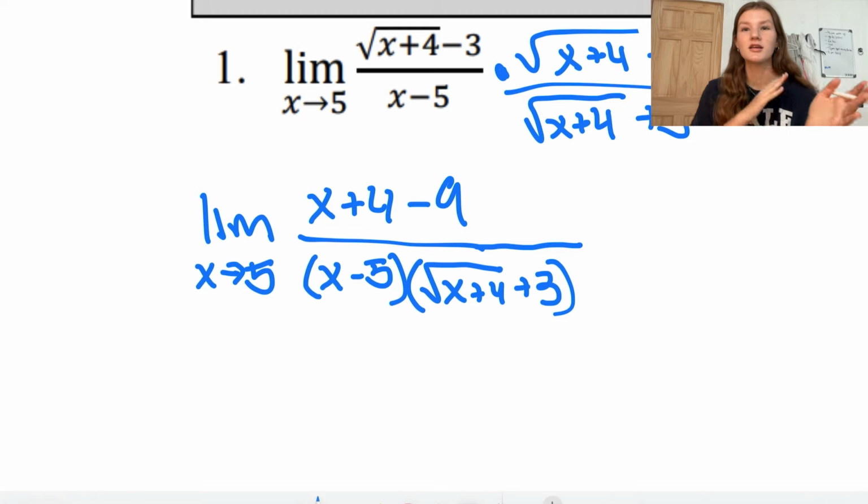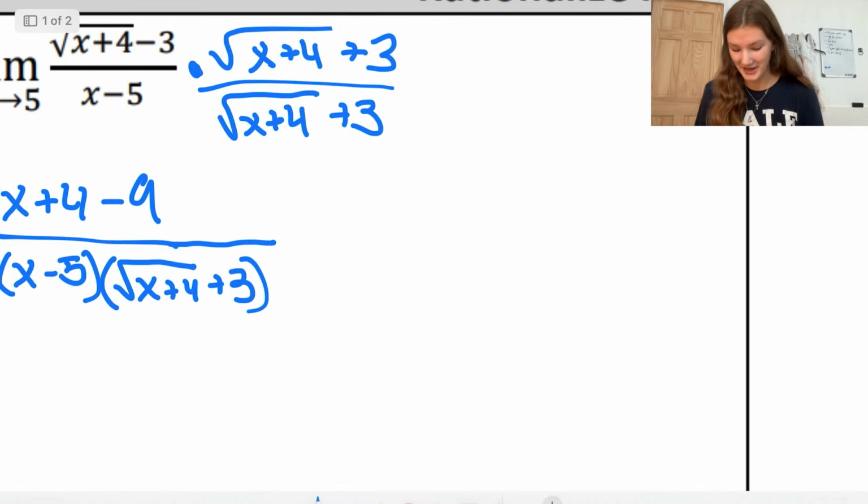Don't distribute in the denominator, okay? Because it's going to make it more complicated. And only distribute when you have to, but usually try to do it in the numerator. That way you can just cancel things out easier.